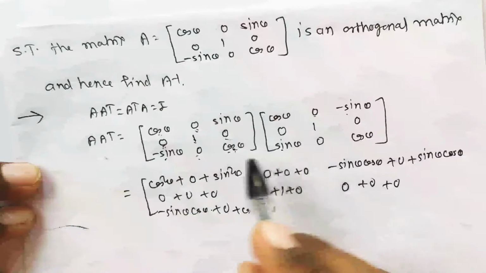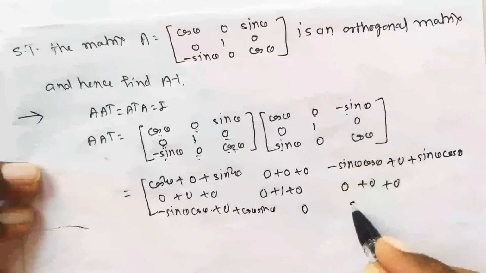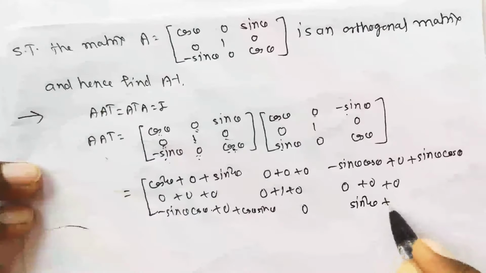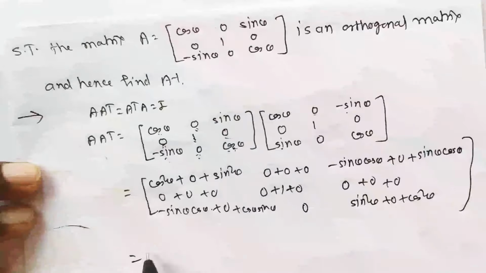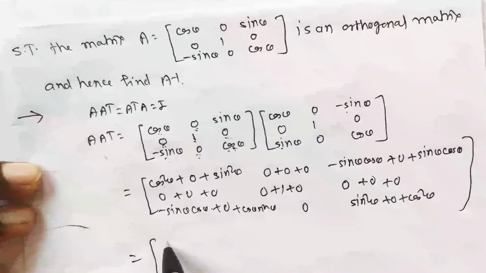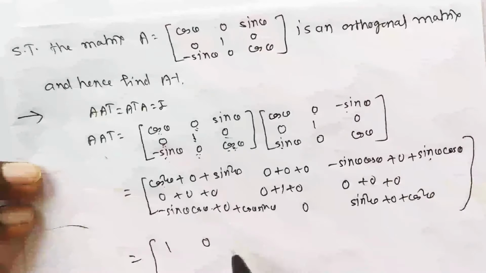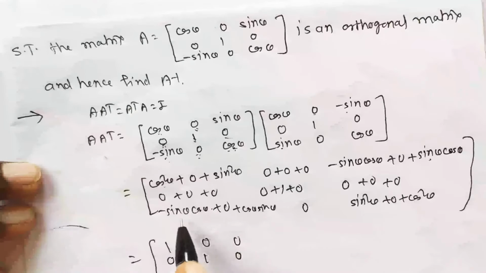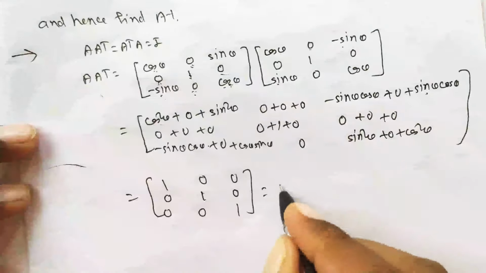The next one is 0 plus 0 plus 0, that is 0, then minus sin square theta plus 0 plus cos square theta. So after simplification, this is sin square theta plus cos square theta is 1, this is 0, minus sin theta cos theta plus cos theta sin theta get cancelled here, this is 0, 0, this is 1, this is 0, minus sin theta cos theta plus cos theta sin theta is 0, and sin square theta plus cos square theta is equal to 1. So what is this? This is equal to I.